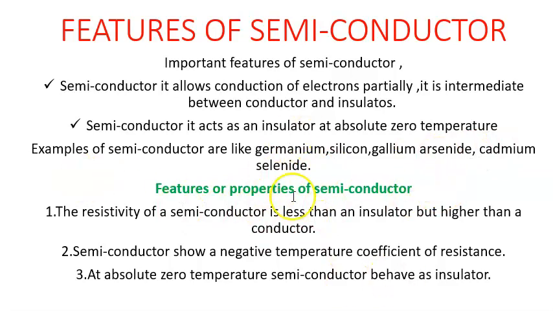So features now. Let us see the features or properties of semiconductors. One is that the resistivity of a semiconductor is less than an insulator but higher than a conductor. So what comes up is that the higher the resistivity, the higher the resistance. Having higher resistance means that the conductivity will be low.